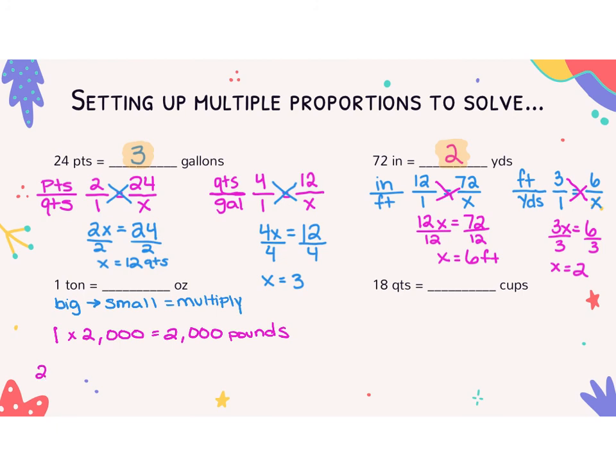And then we'll take our 2,000 pounds and we can convert that to ounces. On our STAR resource chart, we see that 16 ounces are in 1 pound. So if we multiply our 2,000 times 16, we would figure out how many ounces we have. 16 times 2 is 32, and then if we add our 3 zeros onto the end, we get 32,000. So we have 32,000 ounces in 1 ton.